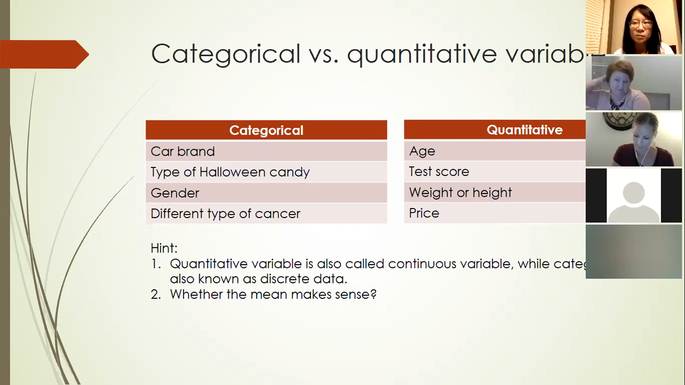And why is it important? Because knowing what type of variable you have determines what kind of statistical method or statistical testing technique you want to apply.